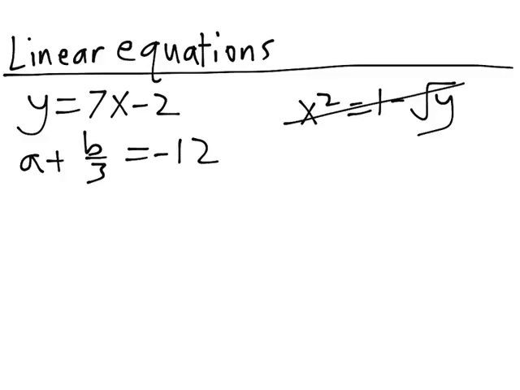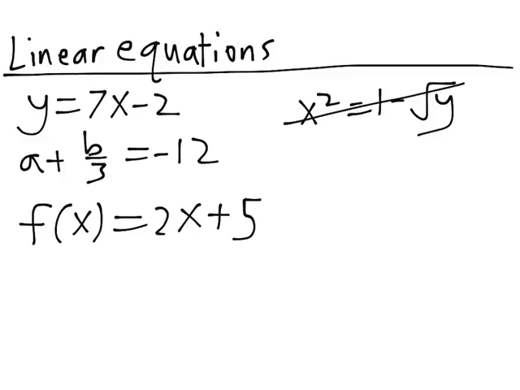Now, a linear function is a function which is defined by a linear equation. If we define a function f as f of x equals 2x plus 5, this is a linear function since the relation defining it is linear. This notation here means that f is the function with the set of ordered pairs x comma y so that y is equal to 2x plus 5.